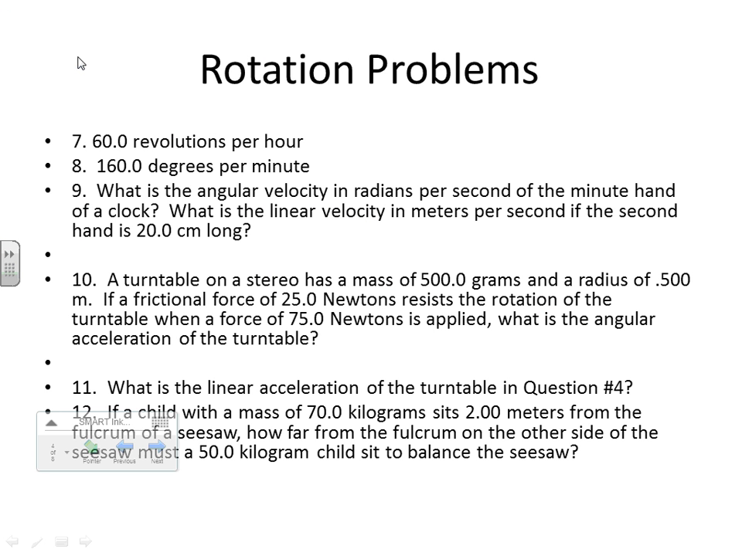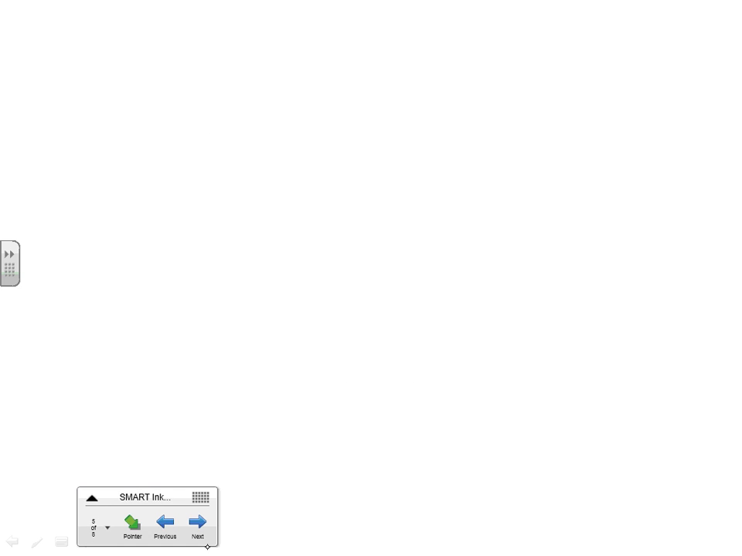All right, our very last problem for today, number 12, is kind of a classic seesaw problem. We've got a child of mass 70 kilograms sitting 2 meters from the fulcrum of a seesaw. We want to know how far from the fulcrum on the other side a 50 kilogram child must sit to balance the seesaw. Again, let's go to a clean slide.